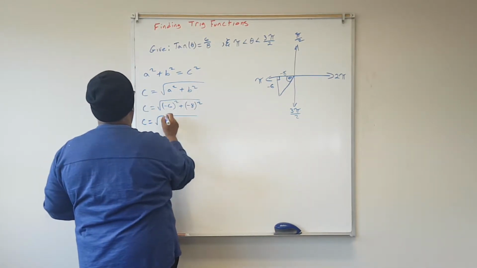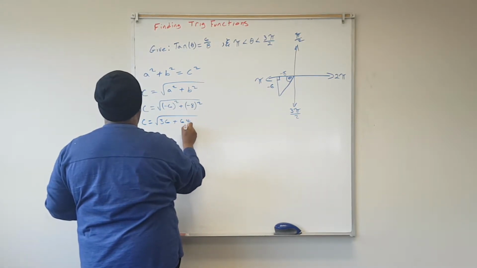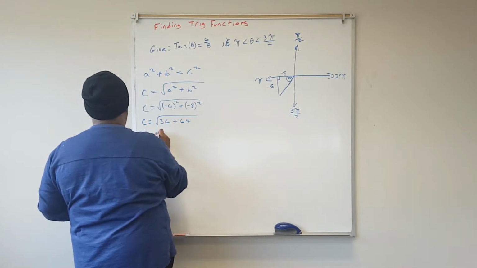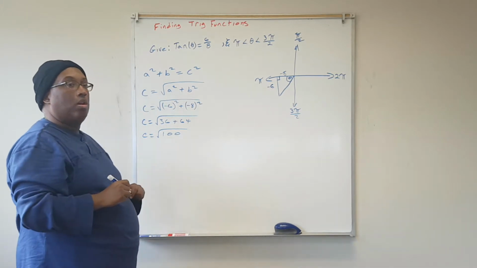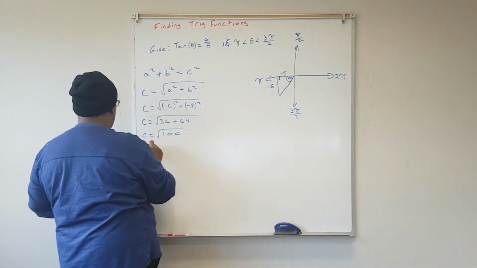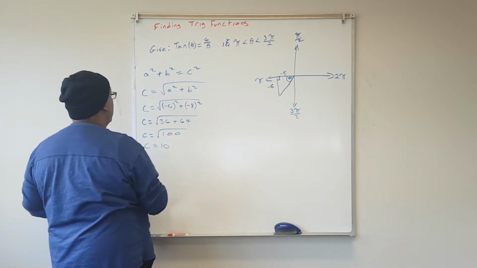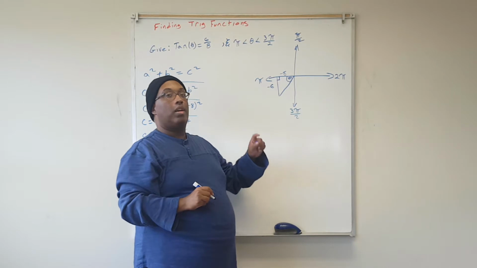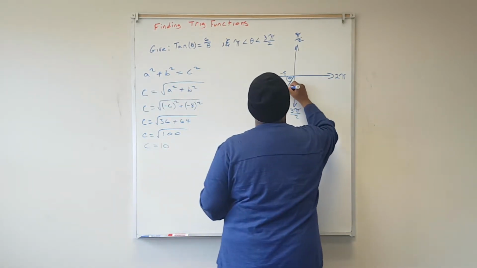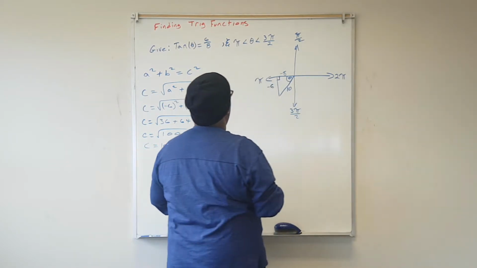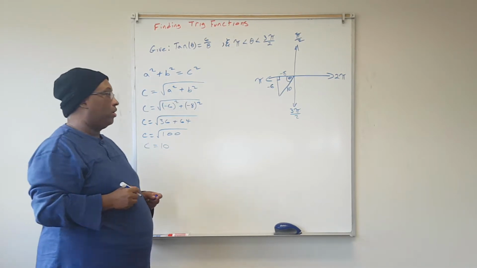C equals 36 plus 64. C equals the square root of 100, which is nice. We can reduce that. C equals 10. So now we know the hypotenuse is 10, and remember the hypotenuse is always positive. So we put 10 here. Now we can find our remaining trig functions.